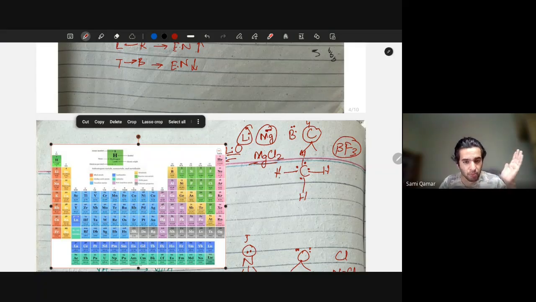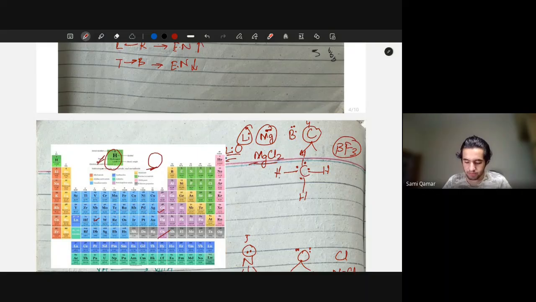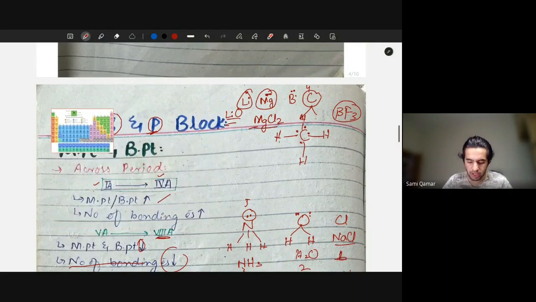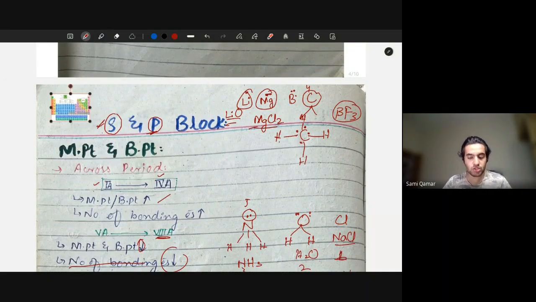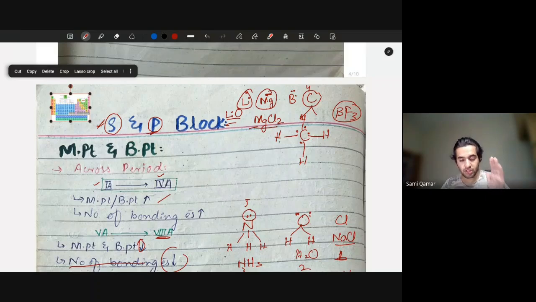It has properties of both non-metals and metals. Okay, so that's why it is a metalloid. But remember this, you just need to remember it for S block, which is alkali metals and then alkaline earth metals, and then in our third shell we have got some metals.